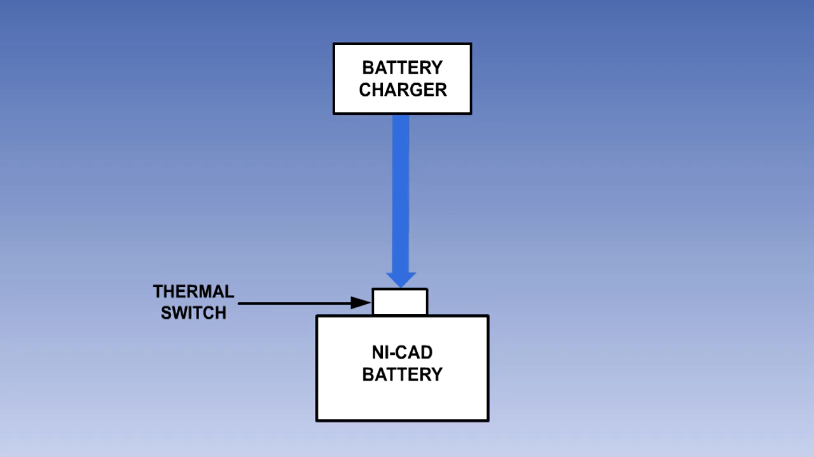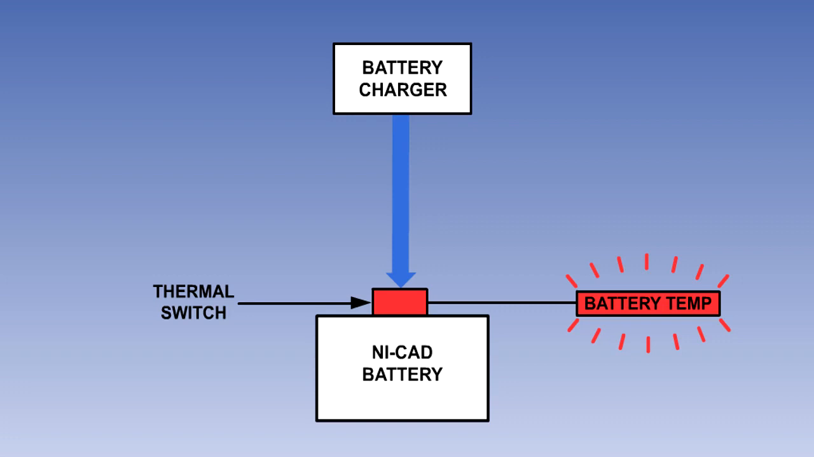A built-in thermal switch monitors the battery temperature and operates at a preset temperature, isolating the battery from the charging source until the temperature reduces back to an acceptable level. There may be an indicator light on the flight deck to alert the pilot when the temperature switch operates.